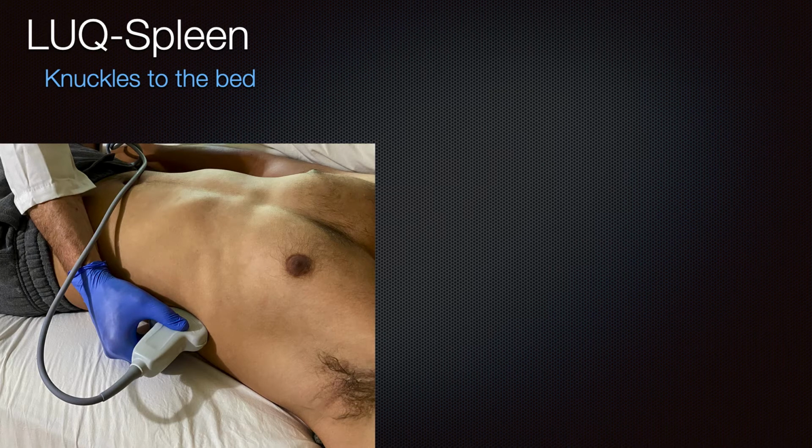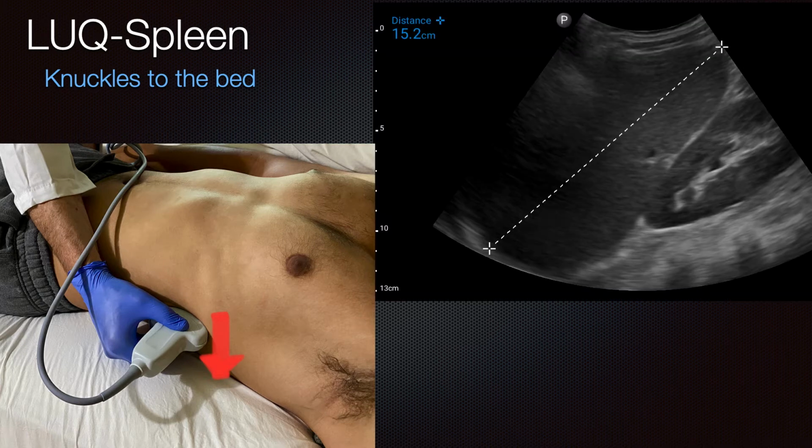So the next place to look is in the left upper quadrant. And here you're going to first try to identify the spleen. So again, you want to make sure your knuckles are to the bed. So you're looking at a retroperitoneal organ here. So move down till you can feel that bed and try to identify the spleen. And here you'll see the spleen pictured and actually measured out at 15 centimeters. And again, you can see the splenorenal space there.